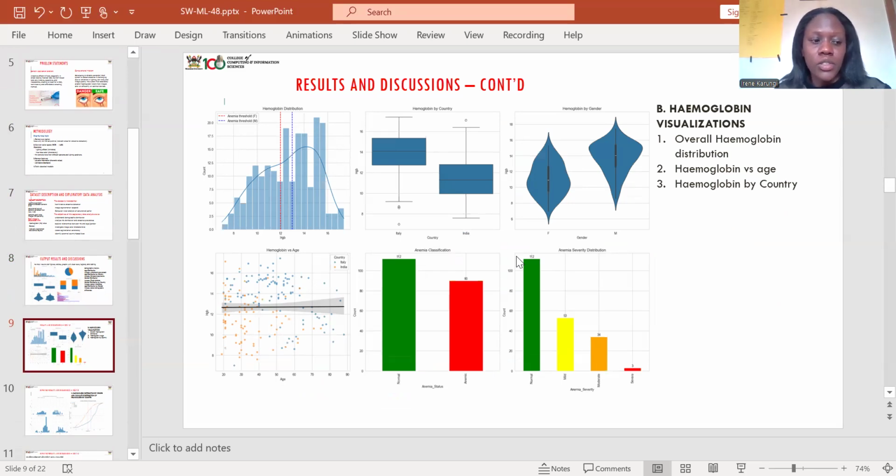Our next slide shows the results and discussions about the hemoglobin visualizations. We compared predictions across different samples and observed that each image generally improved performance. Here the first graph shows the hemoglobin distribution, where it shows the population with the highest hemoglobin, and then the other ones show hemoglobin versus age, and hemoglobin by country.